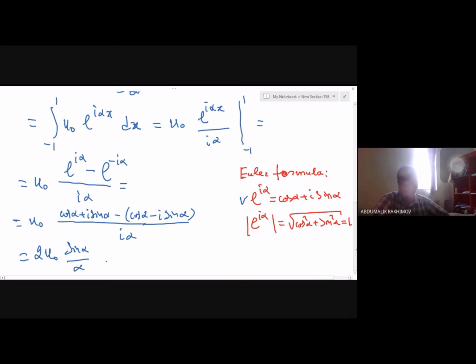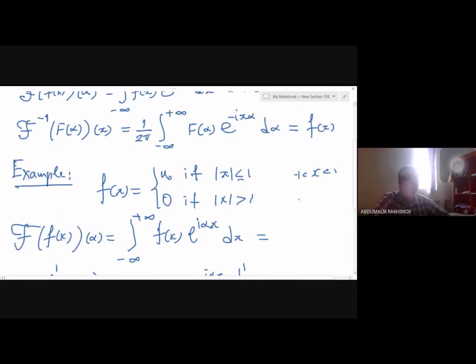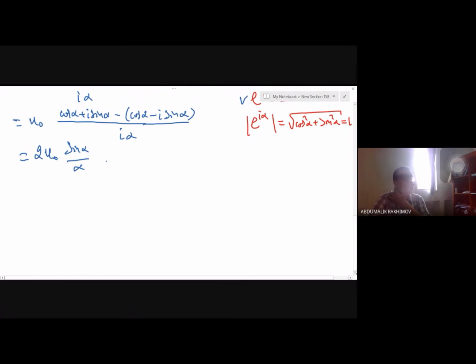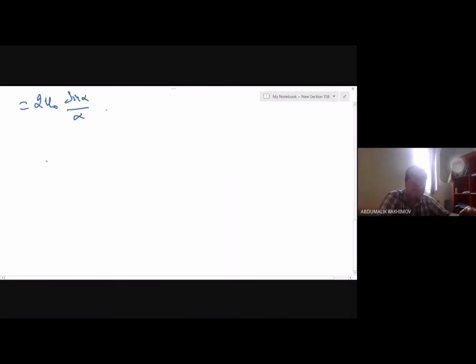This function is also known as the box function. They call it the box function. So the Fourier image of the box function is this, 2u0 sine alpha over alpha. If you want to see the graph, let me first draw the graph of the original function, which is a box function. The box function has this graph.